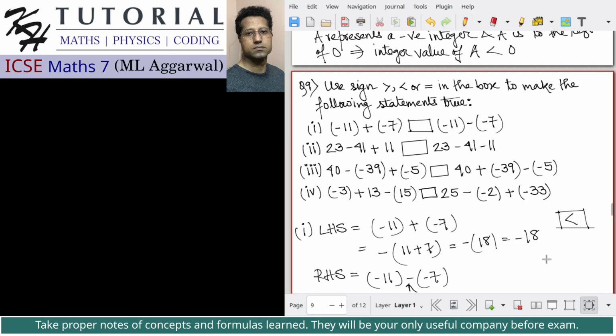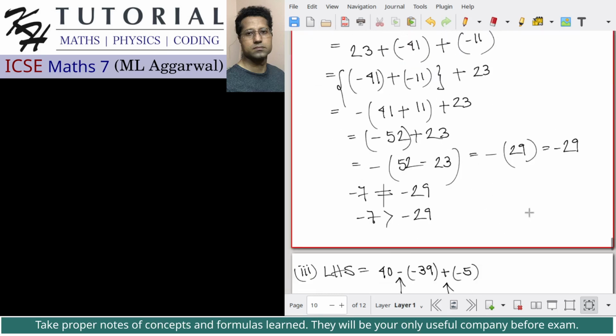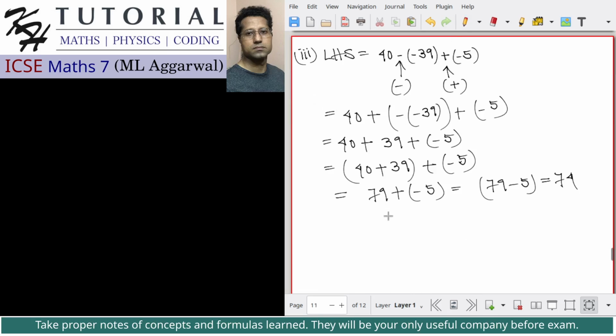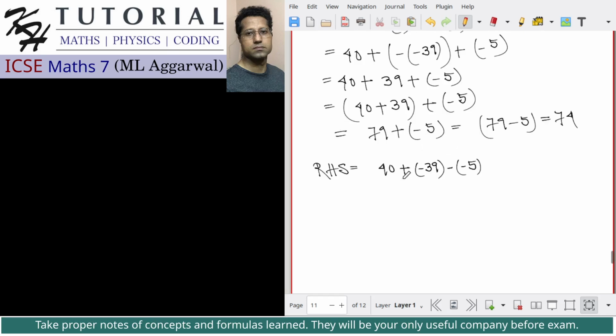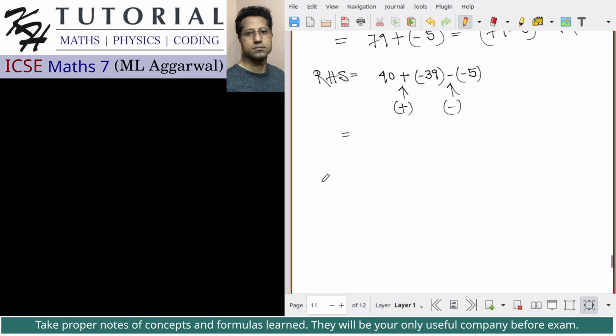Let's copy the RHS. Okay, so the RHS is 40 plus minus 39 minus minus 5. So we identify the addition and the subtraction operations. We have one addition and one subtraction operation. I will convert the subtraction operation to addition operation. So this will become 40 plus minus 39 plus the additive inverse of minus 5.